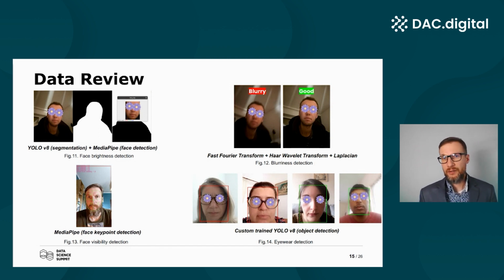For blurriness detection, we have used fast Fourier transform combined with Haar wavelet transform combined with Laplacian to create a weighted blurriness score. For face visibility detection, we have simply used MediaPipe and its face keypoint detection feature. And for eyewear detection, we have used a custom trained YOLOv8 to detect who wears glasses and who doesn't.